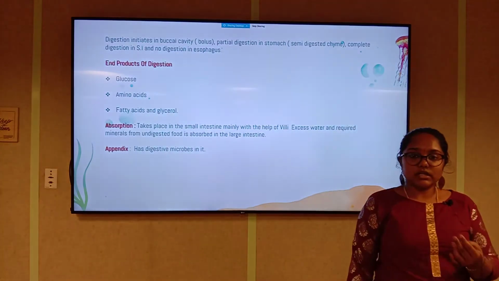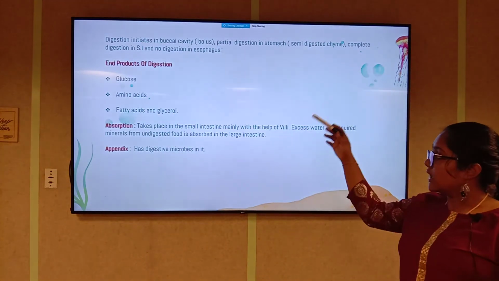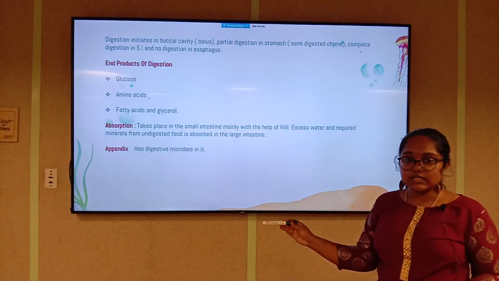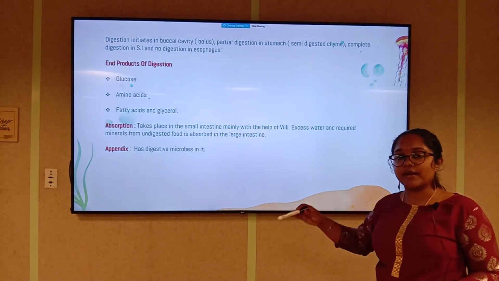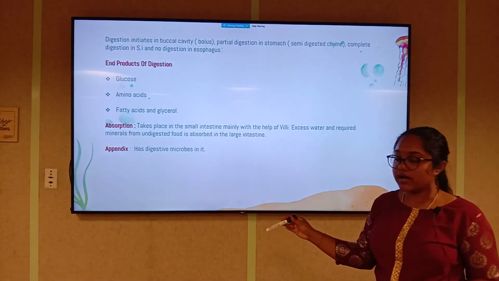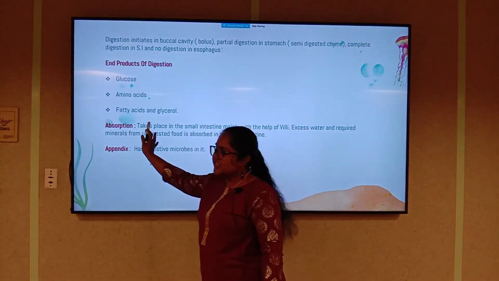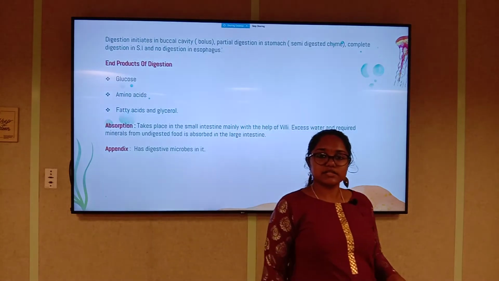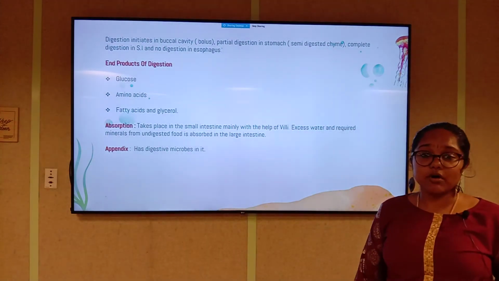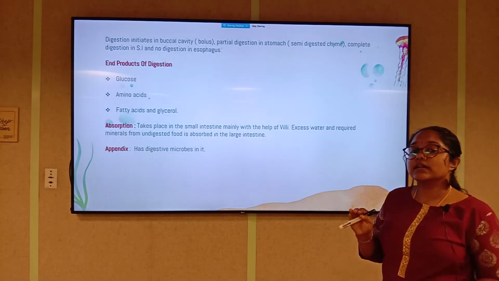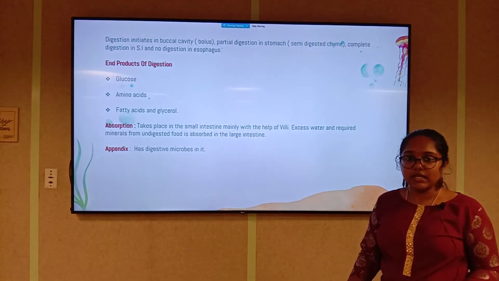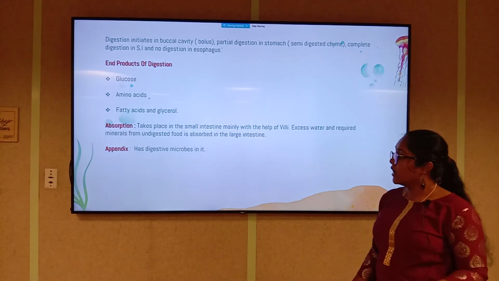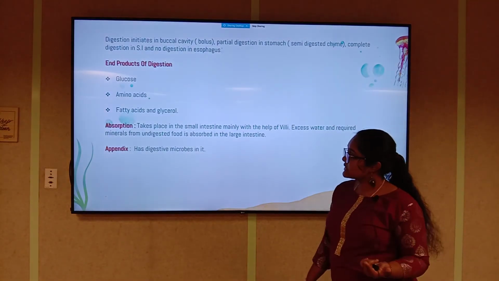If they ask you what the end products of digestion are, glucose from carbohydrates, amino acids from proteins, fatty acids and glycerol from the fat substances is going to be your answer. Now, digestion is done. Absorption. Where does absorption take place in the alimentary canal? Small intestine. Where the complete digestion is happening, there only the absorption is also happening. But how? Can we go to the next slide?